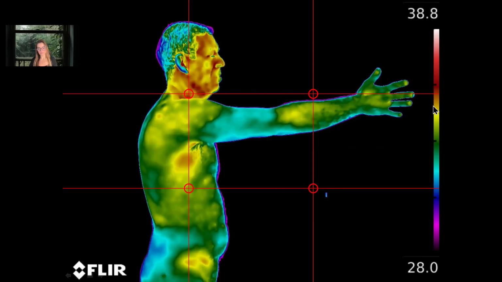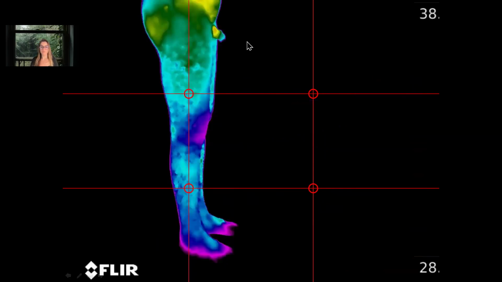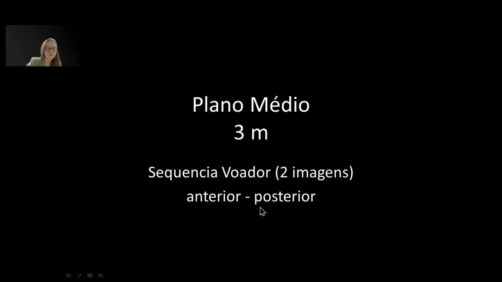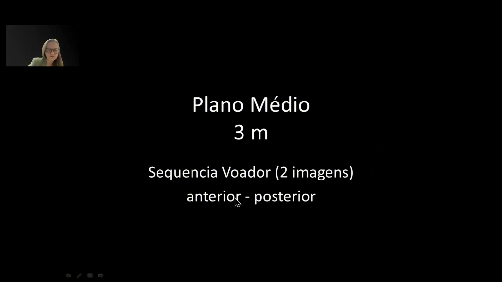So we do the upper, followed by the inferior image. In the inferior image, we don't leave the feet separated. We put them together, just so that one leg appears and not both legs. Okay. Any questions?